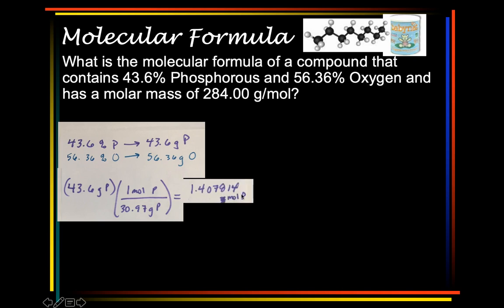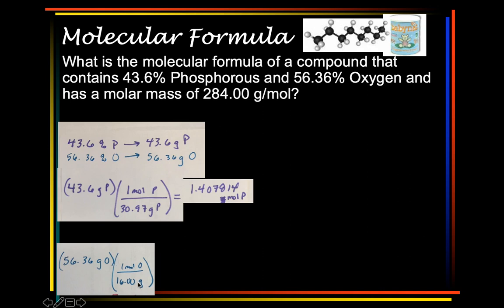I get an answer on my calculator. I don't have to worry about rounding it yet because this is just a math answer. It's not my chemistry answer yet. I do the same thing with the other given, 56.36 grams of oxygen. The molar mass of oxygen is 16 grams for every 1 mole, grams cancels. This gives me the moles of oxygen. Well, now I have my mole ratio, but it's not whole numbers.